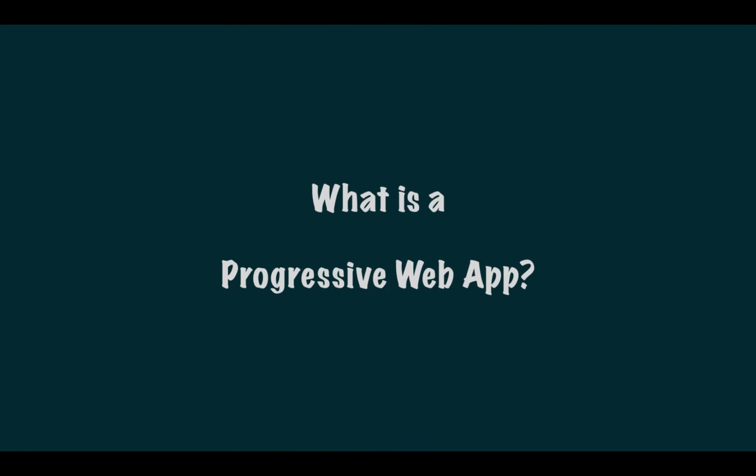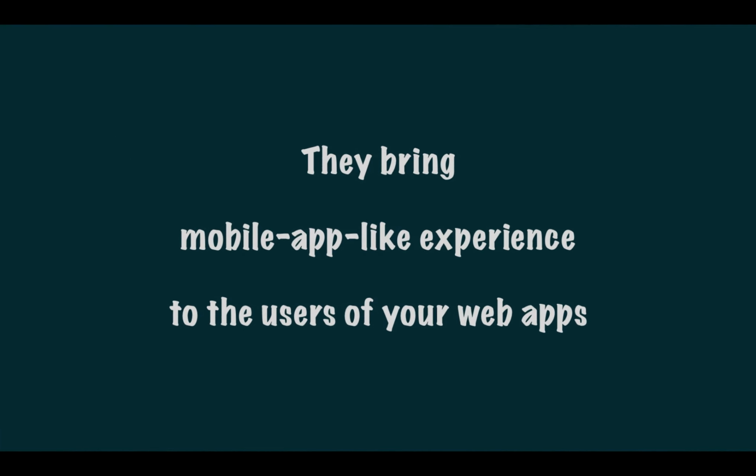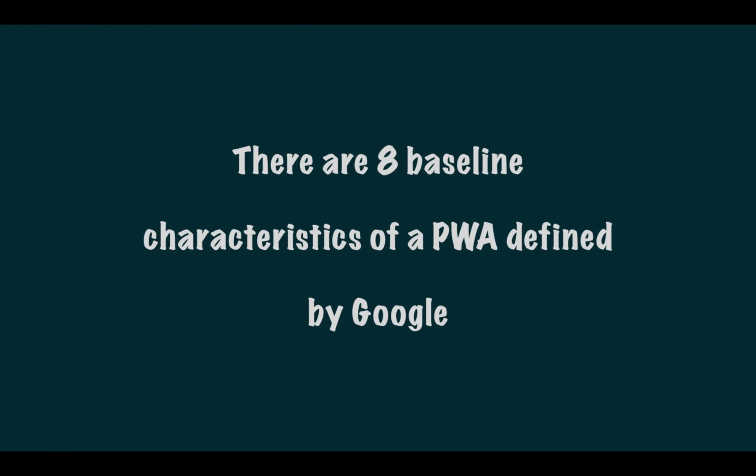Welcome back. In this lecture, let's understand what a progressive web app is all about. Progressive web apps, simply called PWAs, are the next big thing in web development. They bring a mobile app-like experience to the users of your web applications. Your web application on a mobile device can have many features, including access to the camera, offline working, push notifications, and many others. However, there are 8 baseline characteristics of a progressive web application defined by Google, and that's what we are going to look into in this lecture.